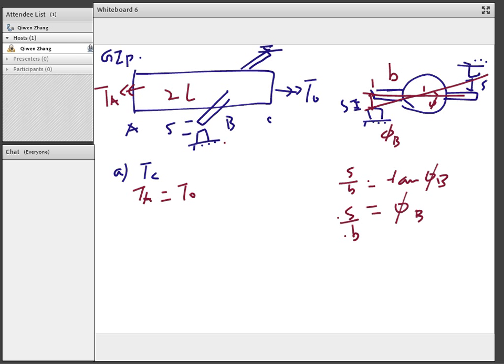So I think the only trick to this question is phi B is fixed, and phi C just depends on how hard you twist T0, I mean how hard you twist the rod. If you increase T0, this part of the equation will increase, but S over B, which comes from the rod section AB, will not change. Okay, so with that we solved both the problems.